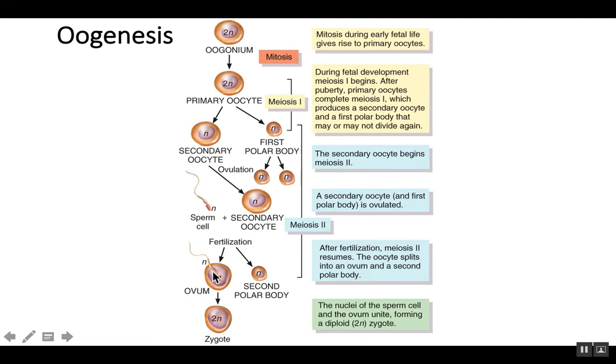Once fertilization completes, we're back to a diploid cell, and it's known as the zygote. So the diploid zygote is the single cell stage of human life. Then from that stage, it's all about mitosis. That zygote is in the fallopian tube, and it's going to begin embryonic development.